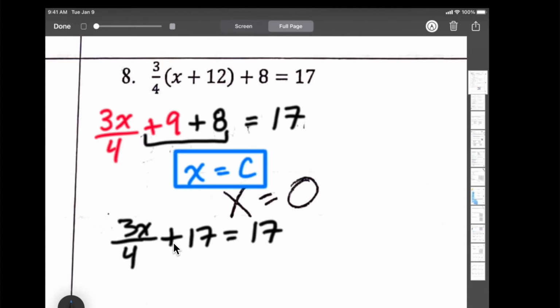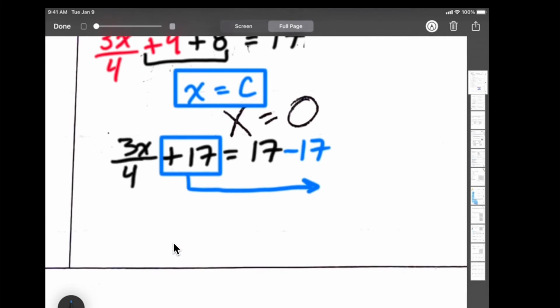We're going to take this positive 17 and we're going to move it to the opposite side of the equation. And when we do that, we change the sign. So now we're going to have 3x over 4 equals 17 minus 17, which is 0. Okay, how do we handle this? Well, intuitively, we can say to ourselves, the only way to get 0 is if that x is 0.